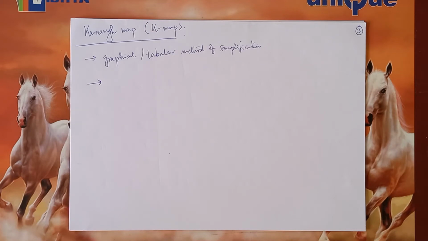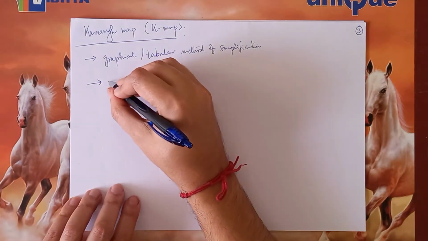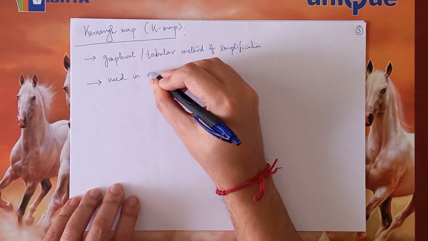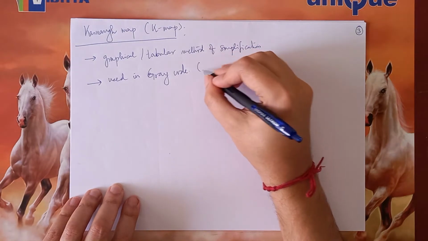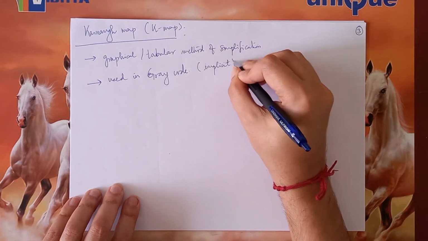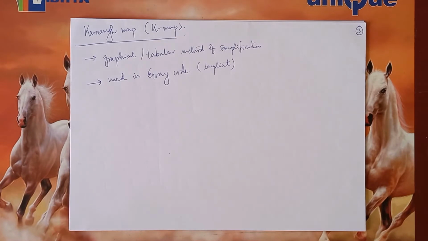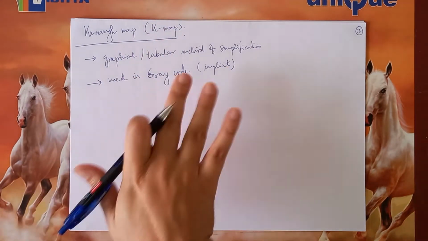The second thing to know about the K-map is that it is used in gray code, but not directly. The gray code is implicit or indirect. This will become clear with time. But in the lecture when we were discussing gray codes, I had mentioned that gray code has certain uses which we shall see in the future. Now that time has come that we will actually see how the gray code is working.